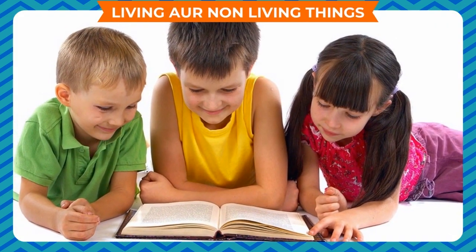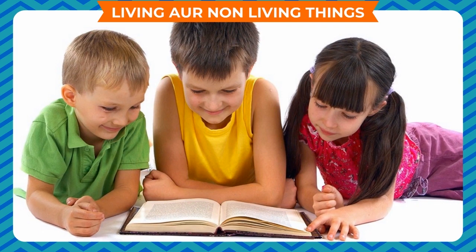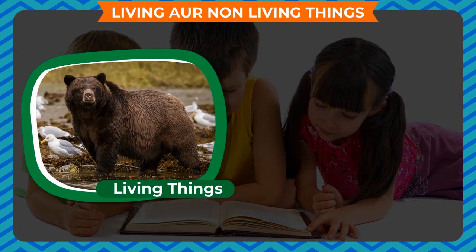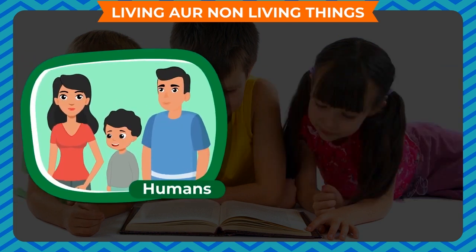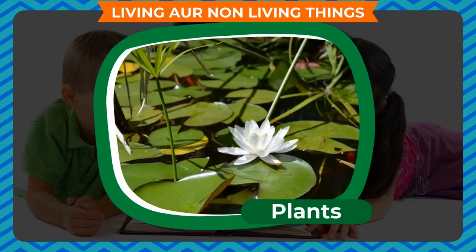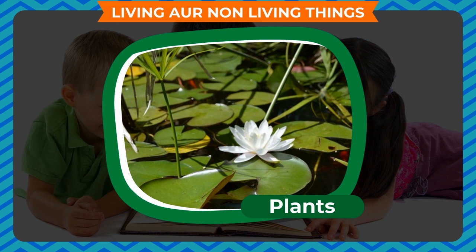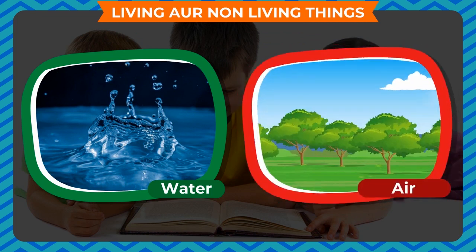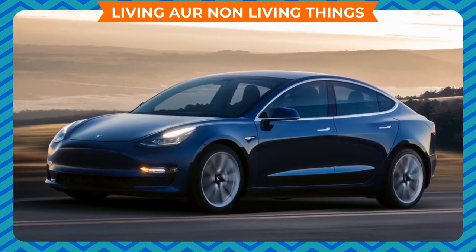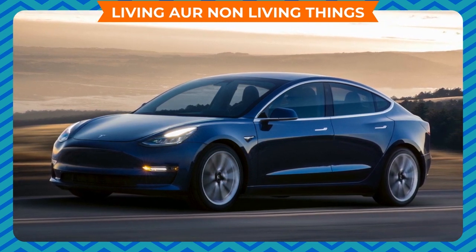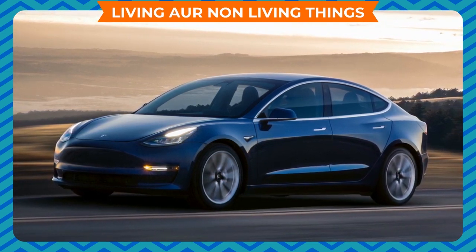Living and non-living things. Natural things include living things and some non-living things. Things such as humans, animals and plants which have life are known as living things. Things such as water, air, stones, etc. which have no life are known as non-living things. All man-made things are non-living things because they do not have life.